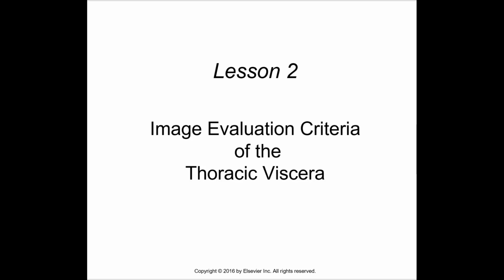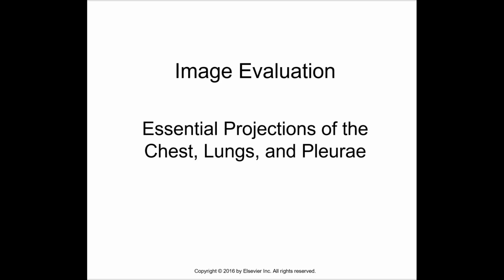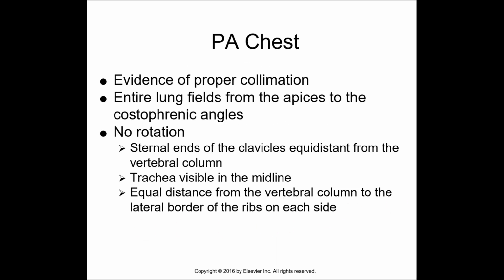Image evaluation criteria of the chest. Essential projections of the chest, lungs, and pleura. For the PA chest, evidence of proper collimation, entire lung field from the apices to the costophrenic angles, no rotation, sternal ends of the clavicles equidistant from the vertebral column, trachea visible in the midline, equal distance from the vertebral column to the lateral border of the ribs on each side.